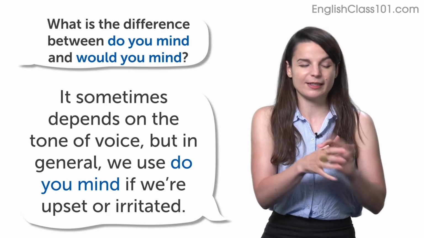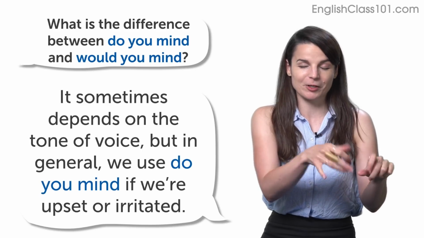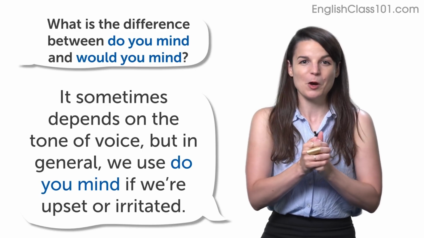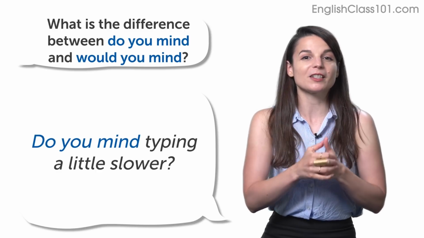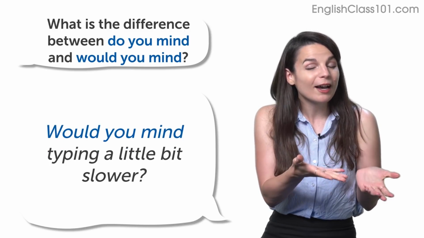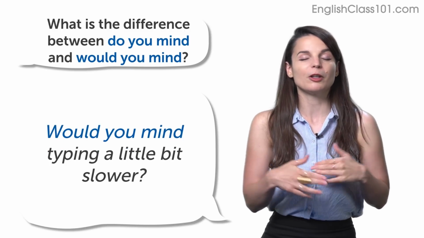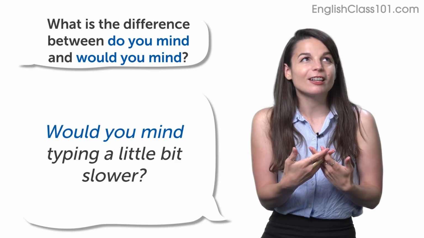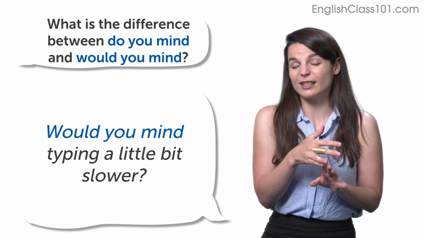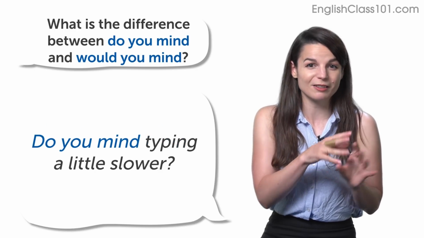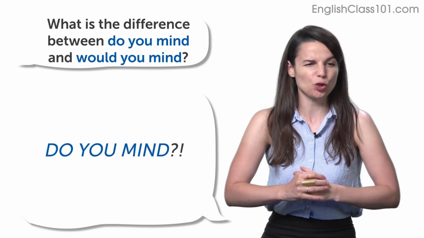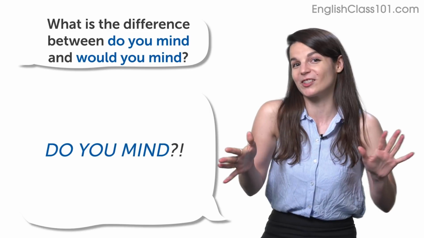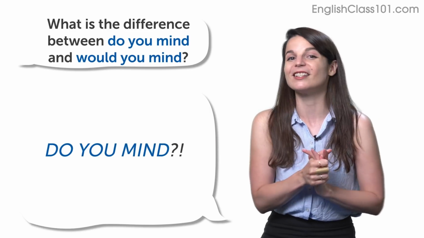For example, someone is typing very, very noisily when we're trying to talk to someone on the phone. We might say, do you mind typing a little slower? If you want to make it sound a little more polite, you could say, would you mind typing a little bit slower? But if we want to communicate that feeling of irritation or annoyance, we would probably say, do you mind doing this? If you want to sound really aggressive, you can just say angrily, do you mind? But that sounds quite direct, so hopefully you don't need to use that.